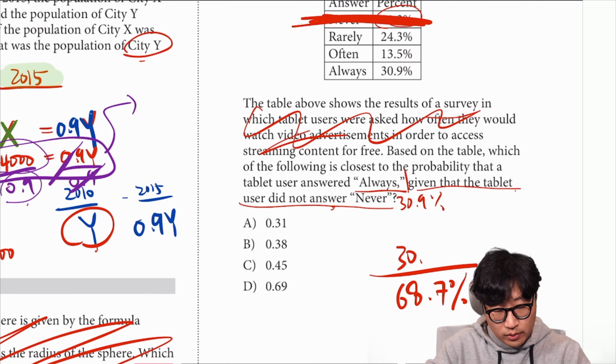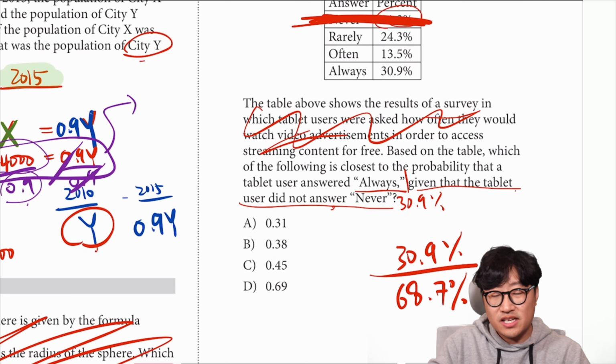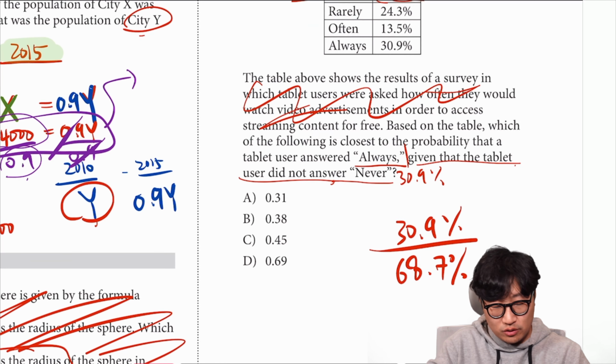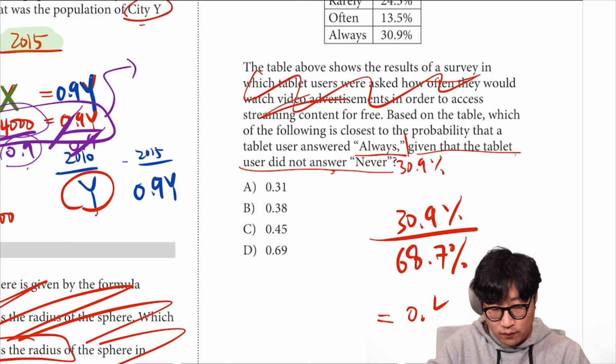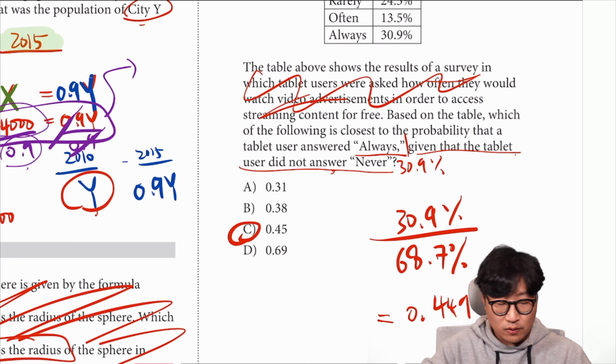That'll be 30.9%. So just punch that into your calculator. I probably wouldn't take my chance. I'll probably just punch it in, because trying to do that in your head would not be a very smart idea. When you do that, you should get 0.44978166, which is basically close to 0.45.